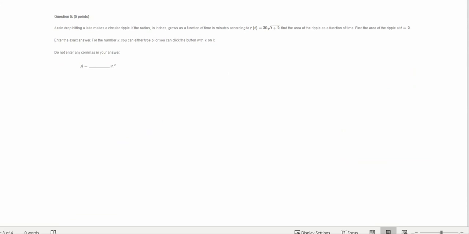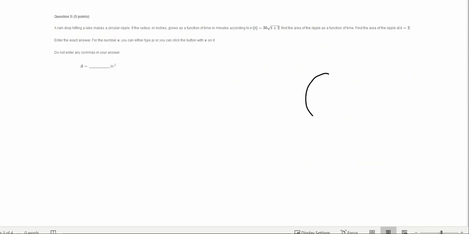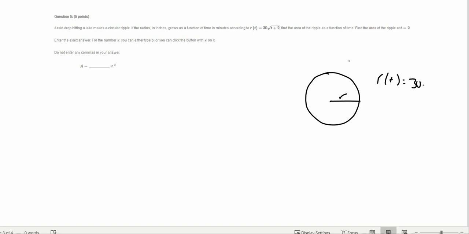Question 5. A raindrop hitting a lake makes a circular ripple. So I know I've got a little circle going on. Sometimes with these word problems or these long ones, I have to start drawing pictures. If the radius here, the radius is a function of time in minutes. That's supposed to be an r of t, and it's given by 30 times the square root of t plus 2. Find the area of the ripple.